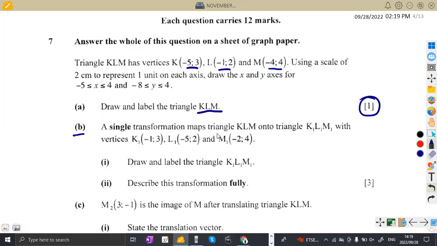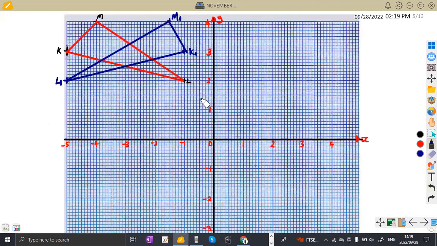B, a single transformation maps KLM onto triangle K1, L1, M1 with these vertices. Draw and label. As you can see, the first part was for drawing the 2 triangles. So mark your points properly. Then you can join them, just like what I did here. I have my 2 triangles, KLM and K1, L1, M1. So these are the two triangles that I'm going to work with.